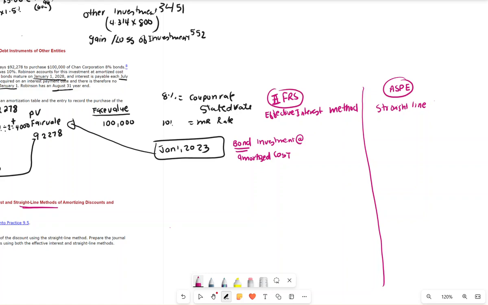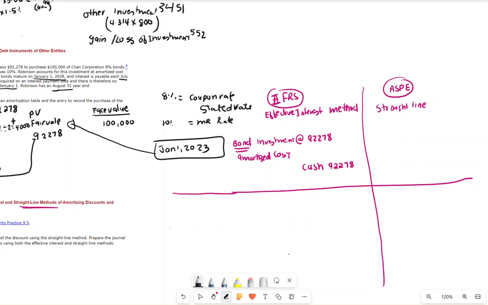So we are paying cash, and that is 92,278. So that's my first transaction. What we're going to do is show you some of the transactions that we are going to do. So this will be the entry on January 1st.